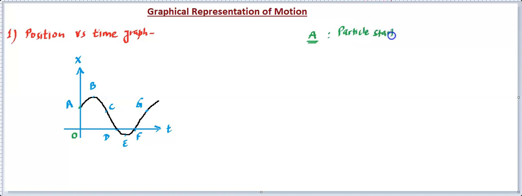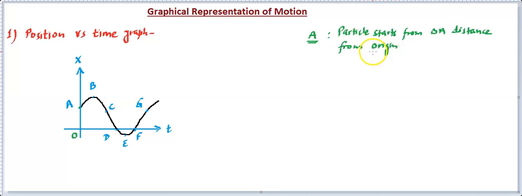So in short, if I write: the particle starts from OA distance, or displacement, or position OA distance, from the origin.